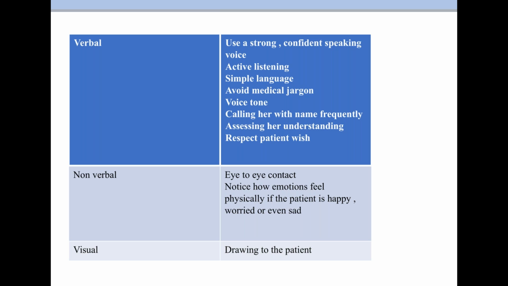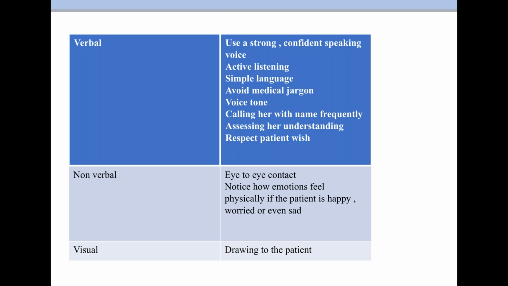One of the verbal communication skills is to use simple language. We don't need to make things difficult. We need to make things easy and simple. So, for example, if you are explaining the benefits of delivering by C-section, it is just to deliver your baby safely through a cut in your tummy. It's very simple, you know.